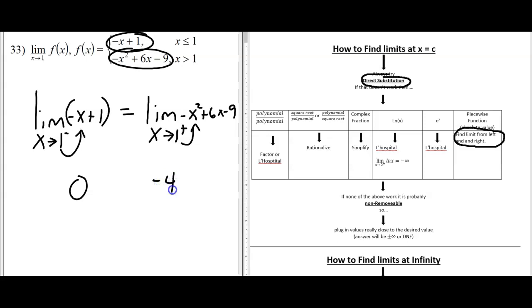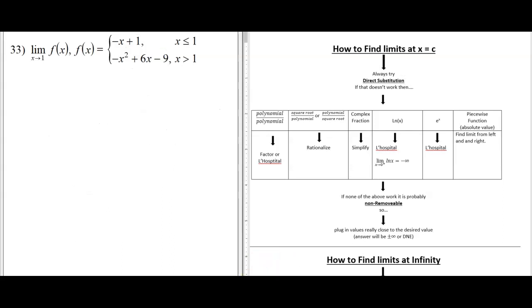It's -4. Uh-oh. Those things are not equal, and therefore we would say, once again, that the limit doesn't exist because the limits from the left and right aren't the same. If they are the same, then the limit does exist, but in this case, it does not. Let's go ahead and take a look at our next problem here.